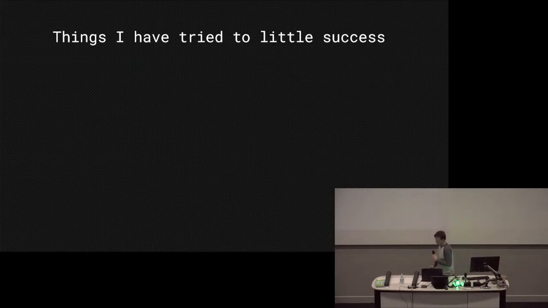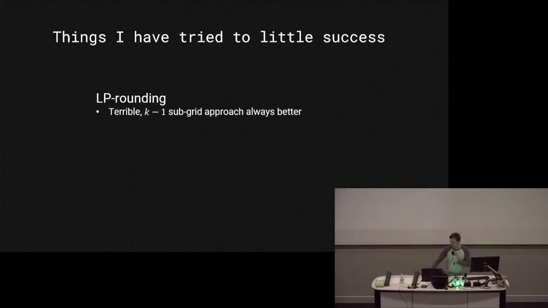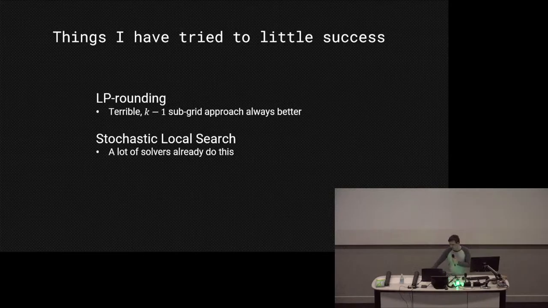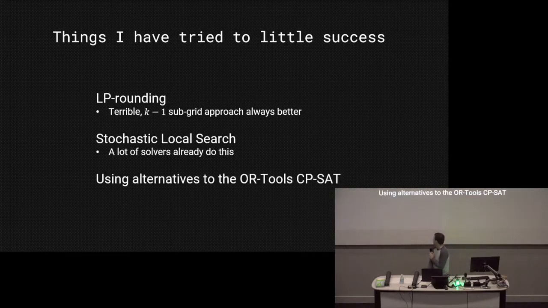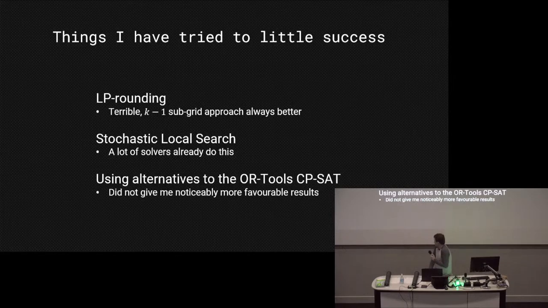Things I tried that didn't really work. LP rounding. You will encounter this in third year, maybe. It's terrible. The approach I had was always better. The stochastic local search. So it just means randomizing things until it works. Yeah, that didn't really work. And a lot of solvers already do this. And using alternatives to the OR-Tools CP-SAT. Yeah, they didn't really work. It wasn't really beneficial to use anymore.